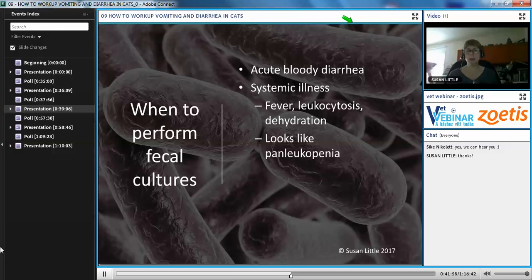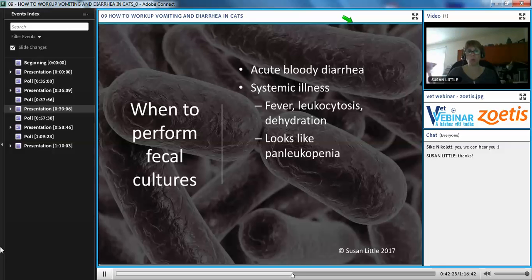So that brings us to fecal cultures. And there are some times when I will do fecal cultures. I'll do them if the cat has bloody diarrhea. So especially acute bloody diarrhea, that's an indication. And often these cats have systemic illness, so they have fever, they have leukocytosis, they're dehydrated. They might look a lot like a panleukopenia kitten, for example. So that type of presentation makes me think of bacterial enteritis.